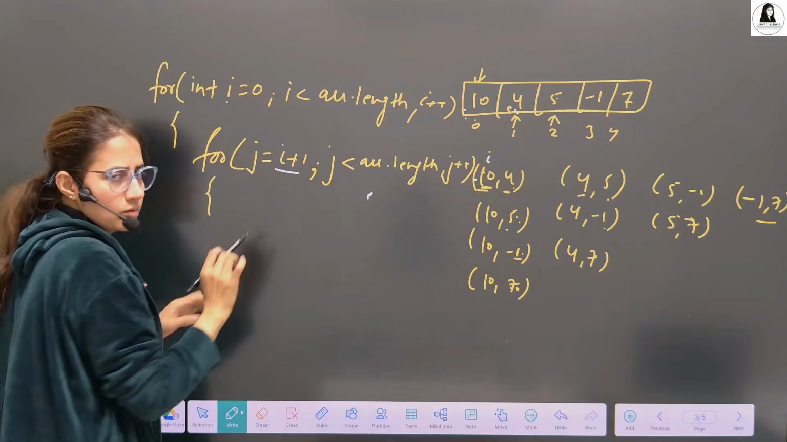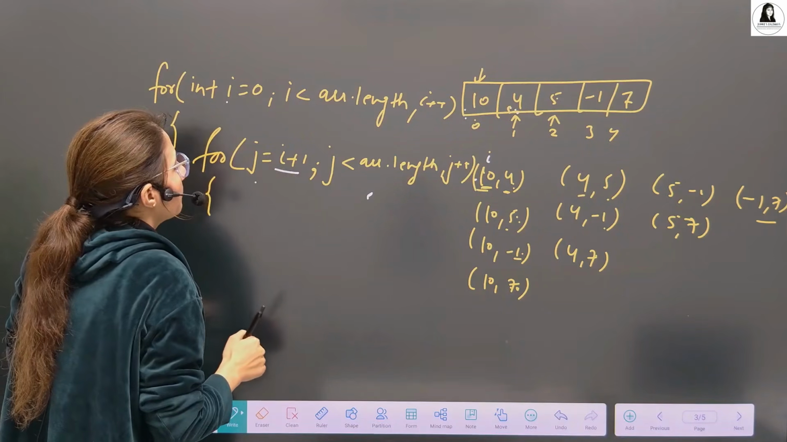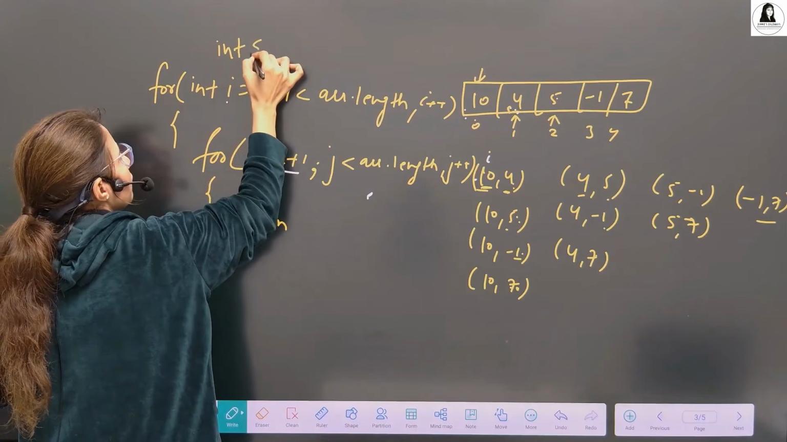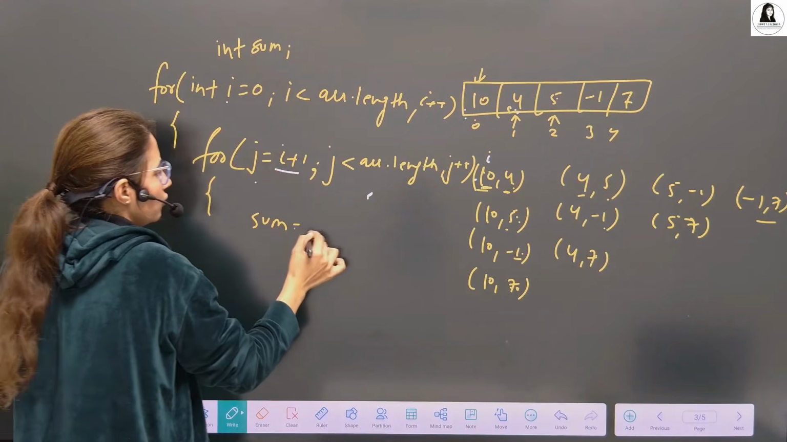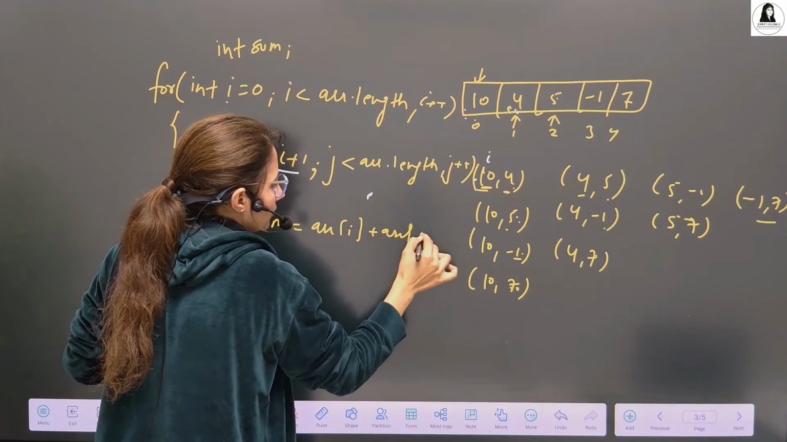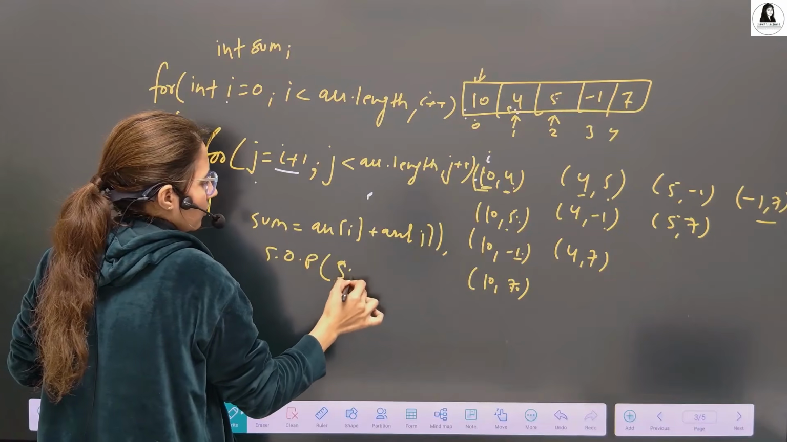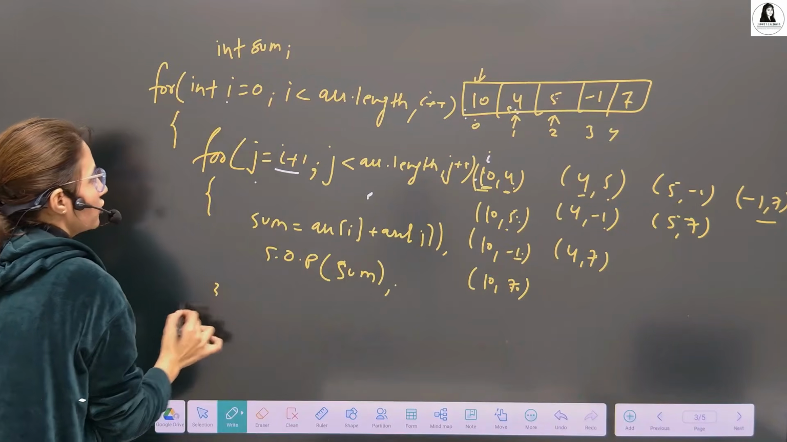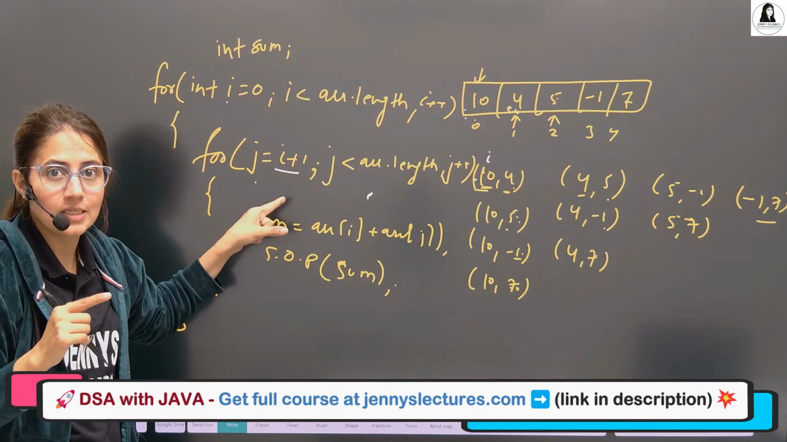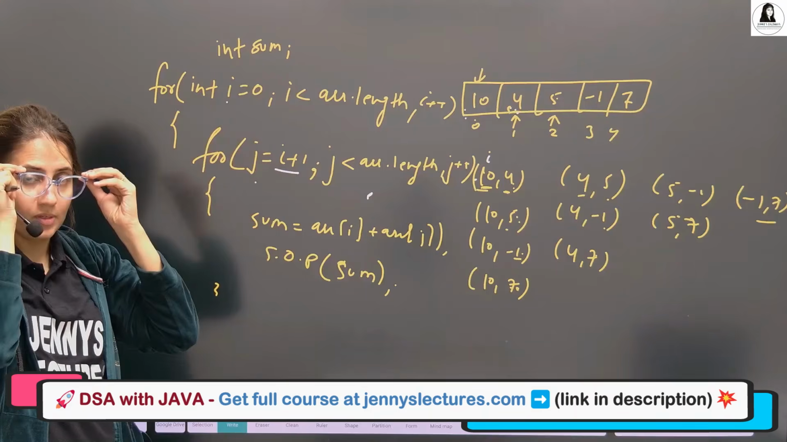We have already discussed one problem, how to find the sum of pairs. Now we can simply take a variable sum, where sum is equal to array[i] plus array[j], and print whatever the sum is. It's not that tough. But now calculate the time complexity of these for loops. See carefully now.